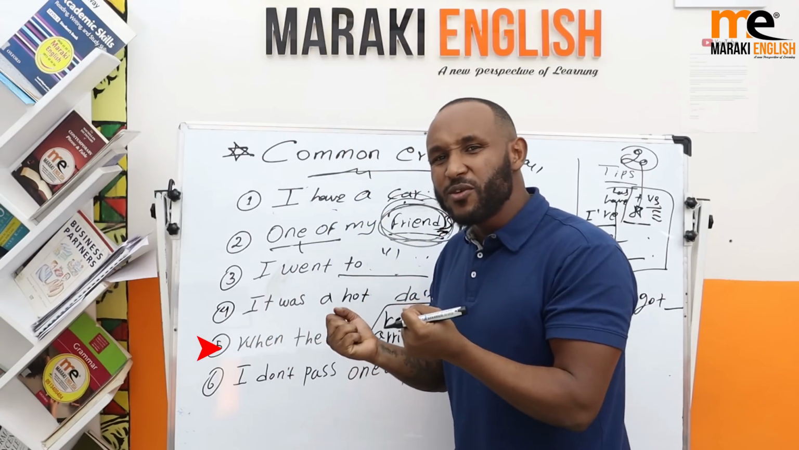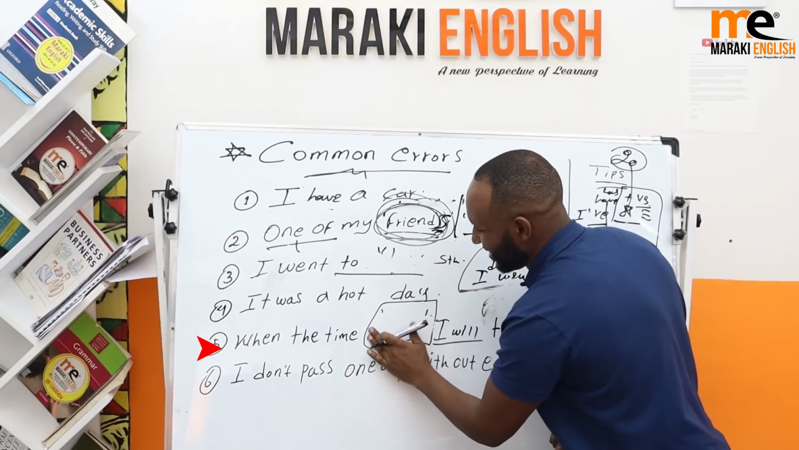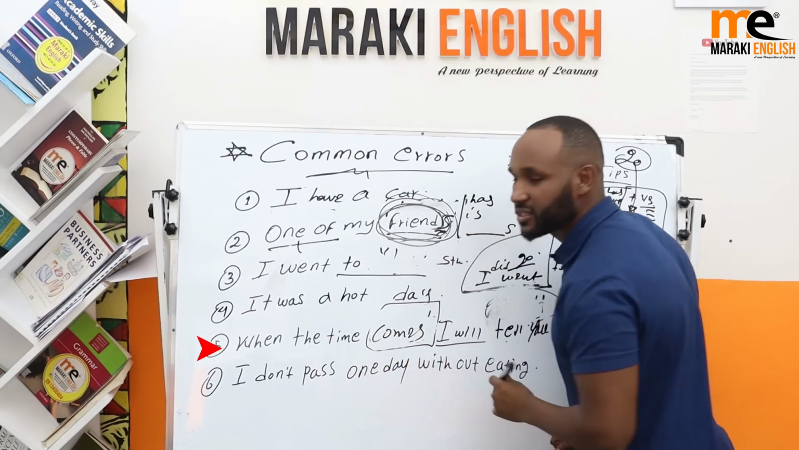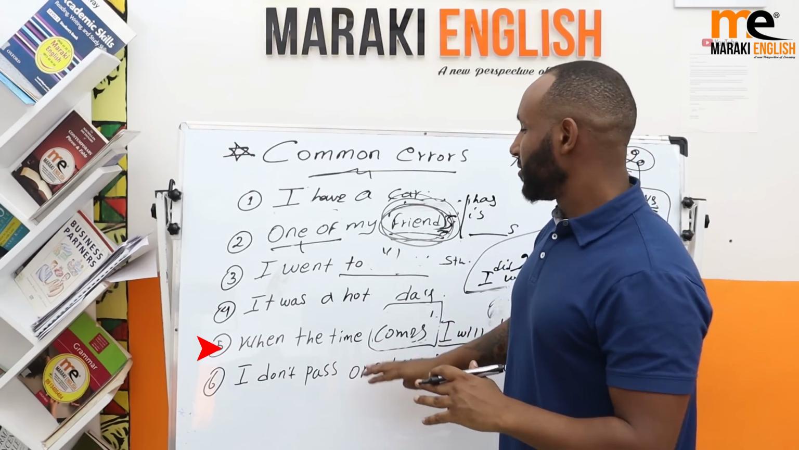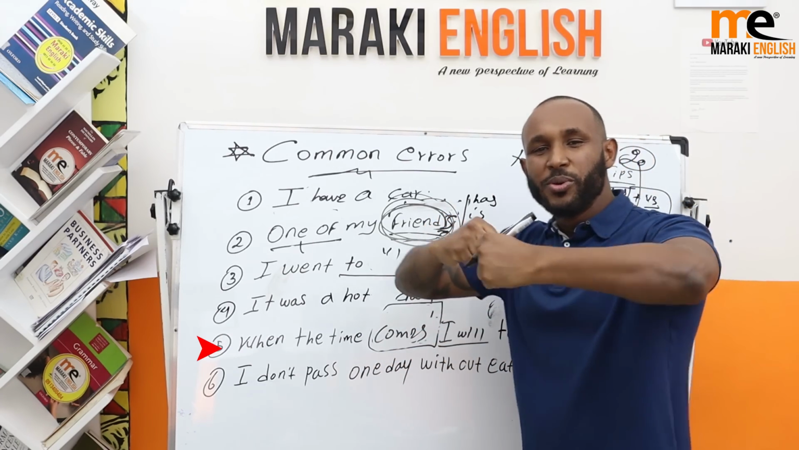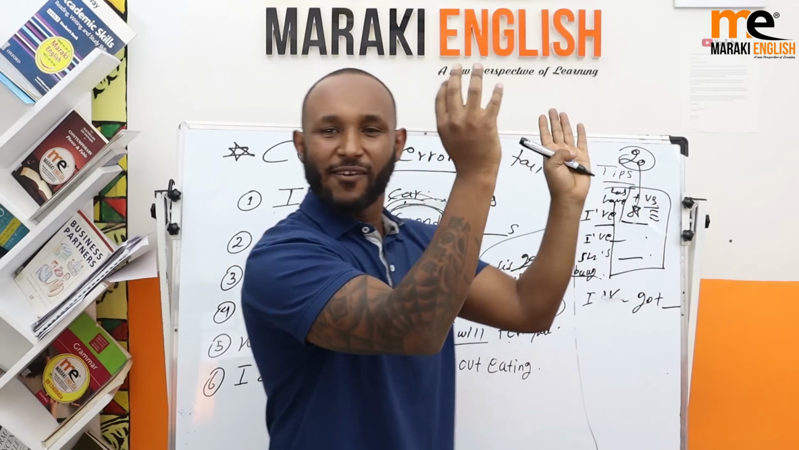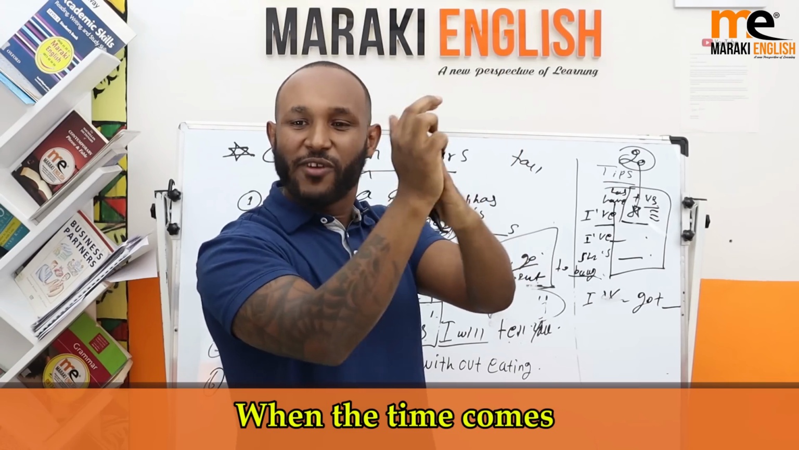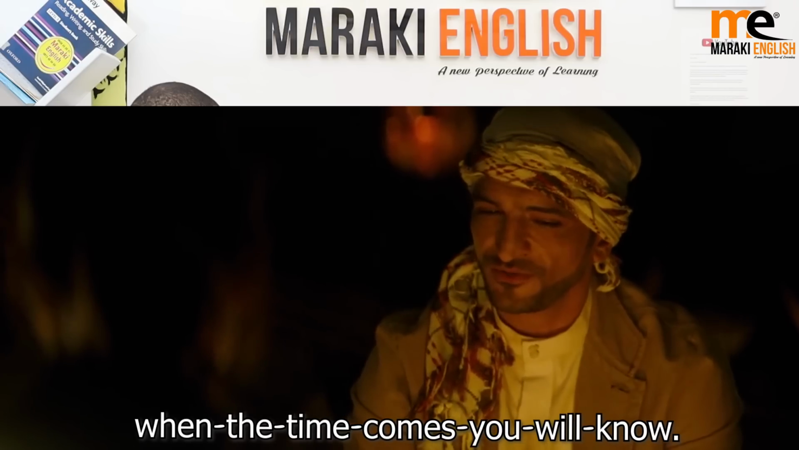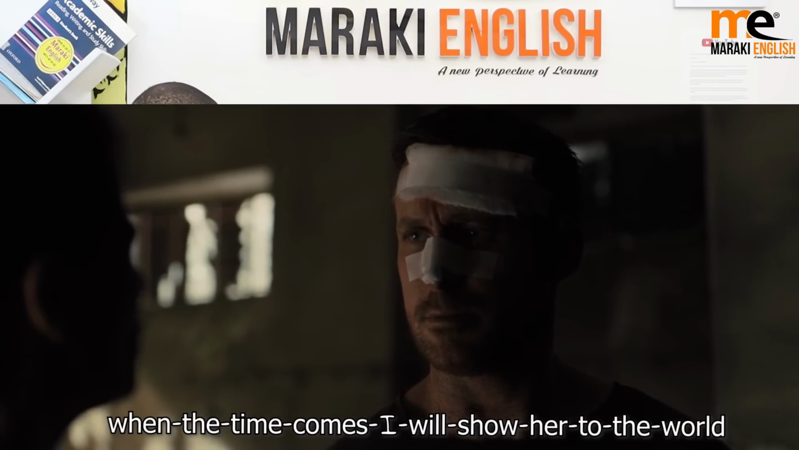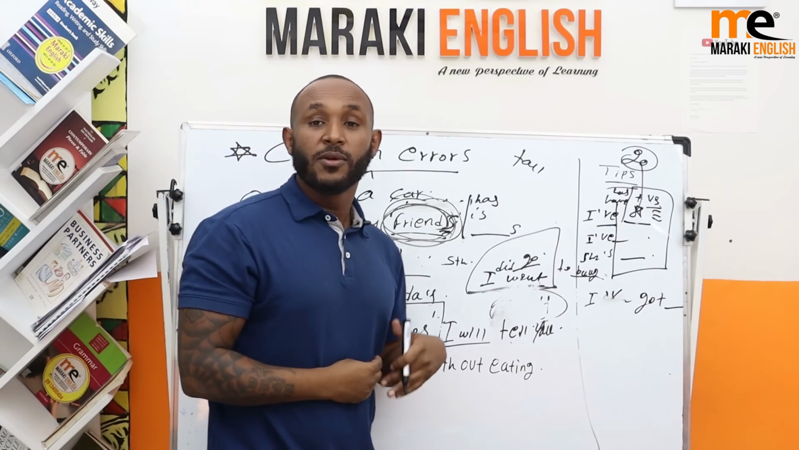But if you really want to use it as an expression, you don't say arrive, you don't say reach. You can say, when the time comes. Don't worry about it. Work hard and practice your English, and when the time comes, you'll be confident, stand in front of thousands of people and give a great speech that gets you a standing ovation. When the time comes, you will know. When the time comes, I will show her to the world.